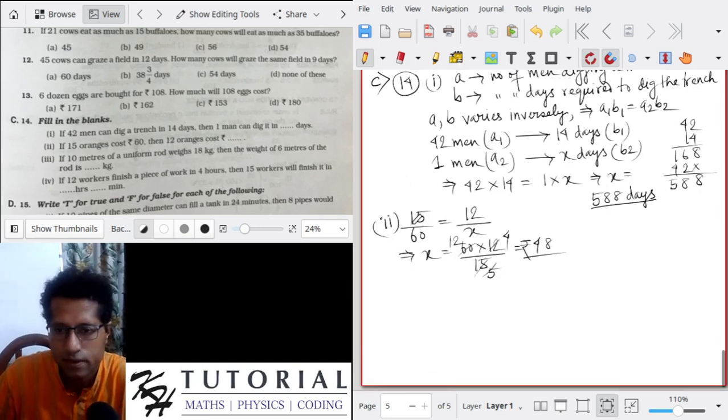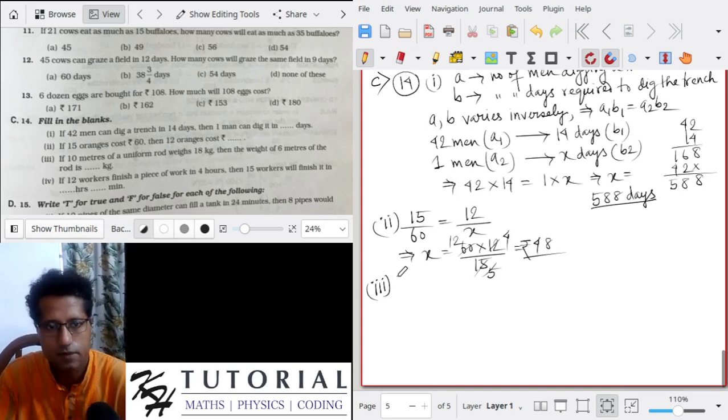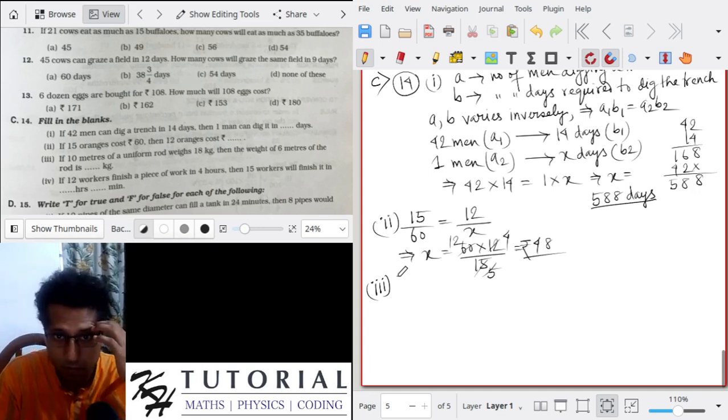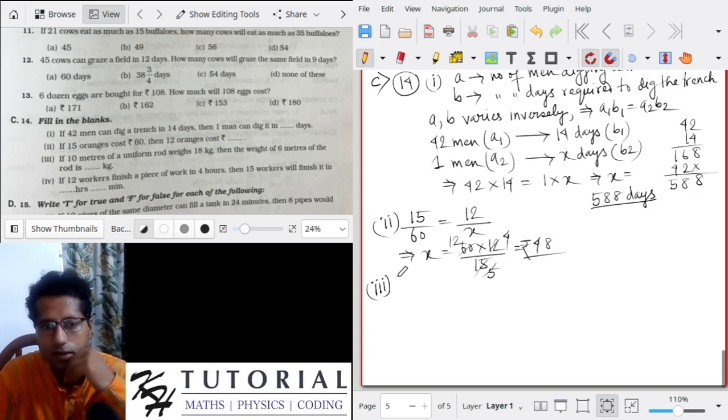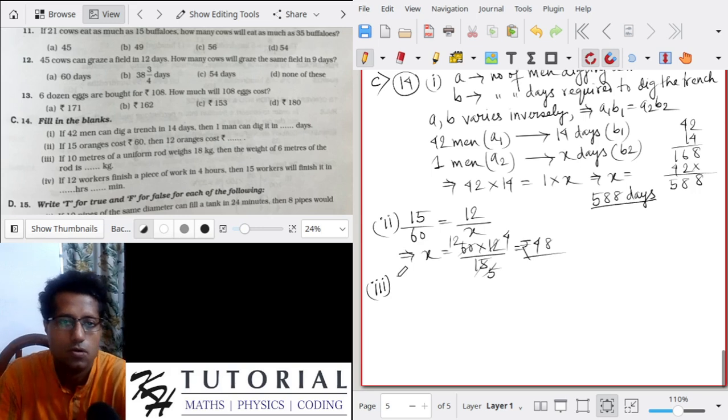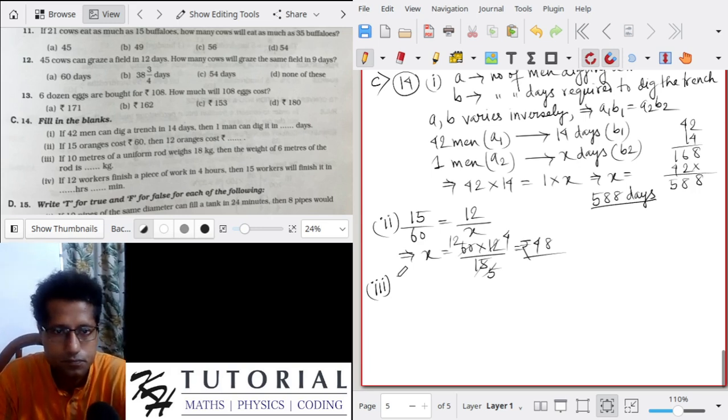Let's do part 3. Part 3 says that if 10 meters of a uniform rod weighs 18 kg, then the weight of 6 meters of the rod is. Definitely we have already solved this problem in some previous video. Since the rod is uniform, the more the length of the rod, the more its weight will be. So the length of the rod and its weight are in direct proportion, that is they vary directly. So we will have the ratio of the length and the weight will be the same.